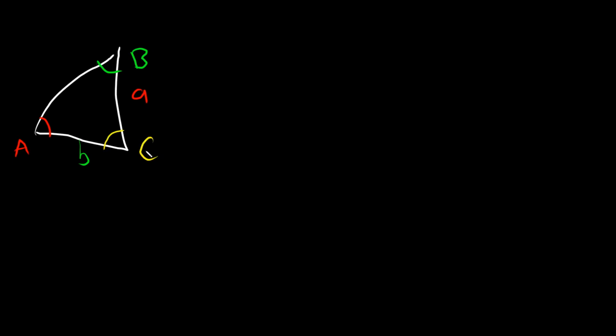In this video, we will discuss the law of cosines for spherical trigonometry. Let's say, for example, we have a spherical triangle. Let's say this is angle A. Its opposite side is side A. Can you see angle B? Its opposite side is side B. And can you see angle C? Its opposite side is side C.